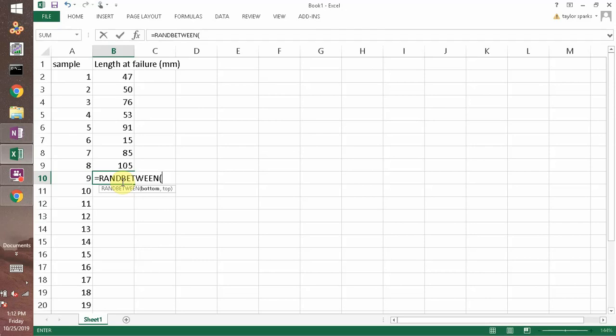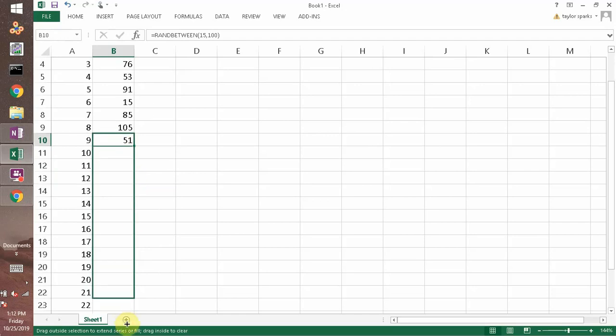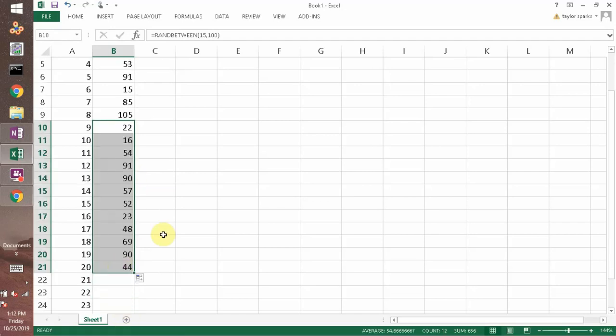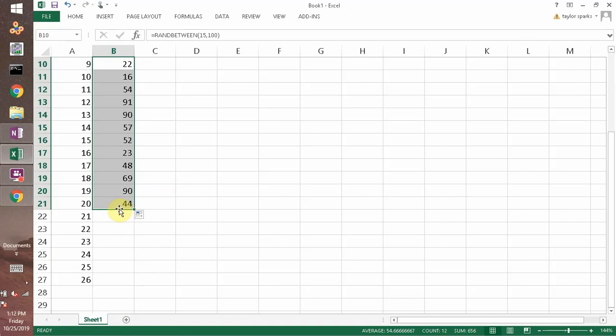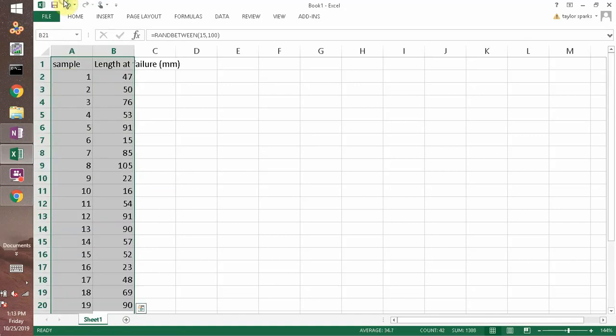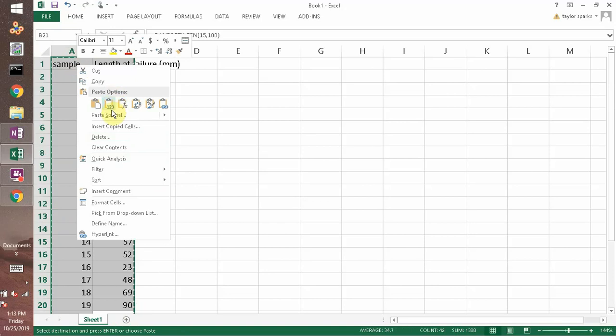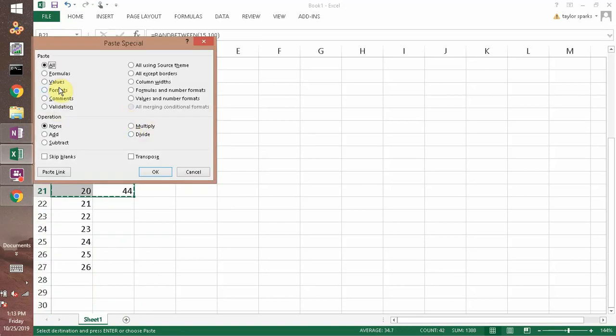So I'm going to pick a random number between, say, 15 and 100 and let it fill out a bunch more of these, okay? So now we've got 20 samples, which is sort of the ballpark number you're looking for when you do this. I'm going to grab this and paste it as values just to get rid of those formulas. So now that'll get rid of the formulas.